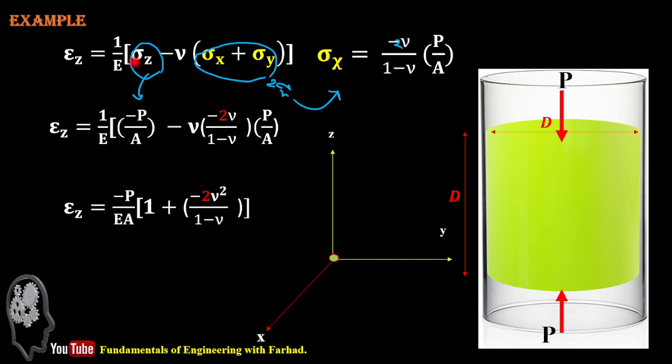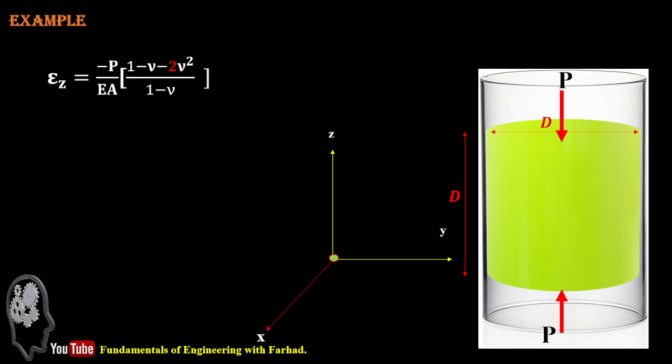If you take the negative P over A out of the parentheses, because that's constant, and that's 1, this negative just goes below the plus, the negative 2 nu squared over 1 minus nu. That's epsilon z. And if you make it a bit cleaner, epsilon z is equal to negative P over EA times 1 minus nu minus 2 nu squared over 1 minus nu, and the area is pi r squared, or a quarter of pi d squared.